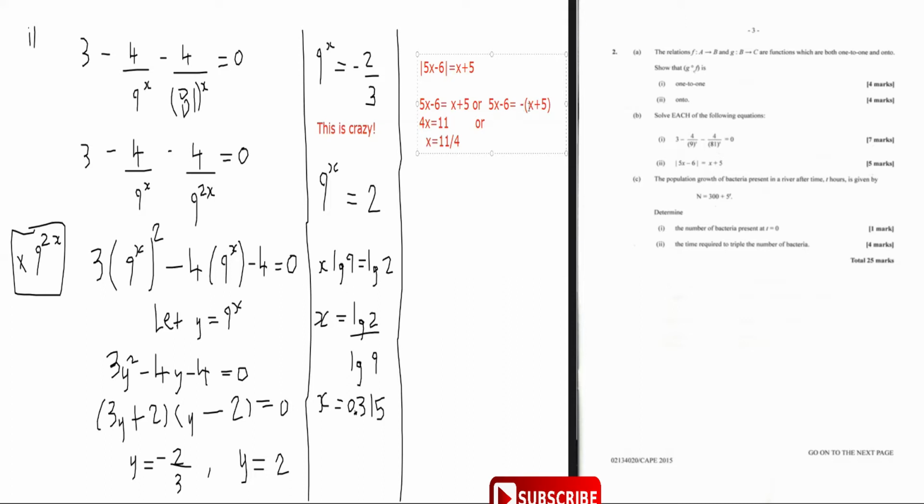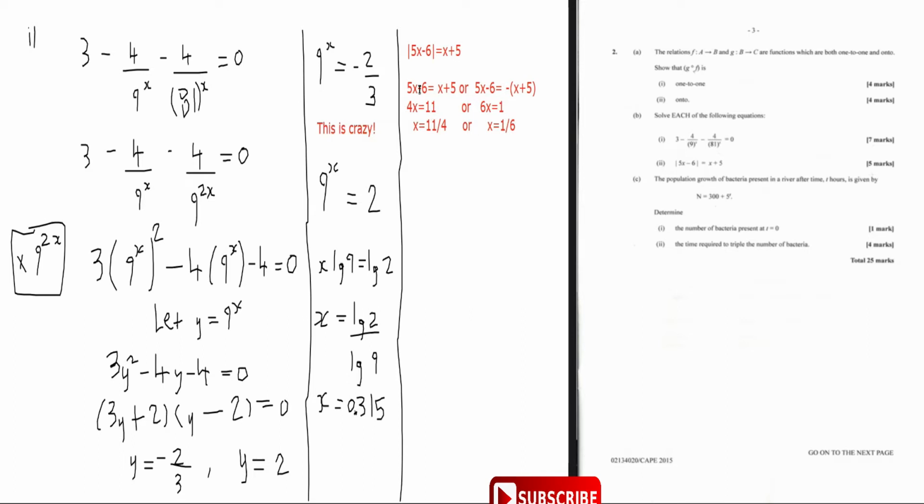If this becomes minus x, bring it over here, it becomes 6x is equal to, we have minus 6 here, so we bring over the minus 6. Adding 6 over here, 6 minus 5 is 1. So you have 6x is equal to 1, and so x is equal to 1 over 6. All right, nice and easy. So those are the possible solutions: x is equal to 11 over 4, or x is equal to 1 over 6.